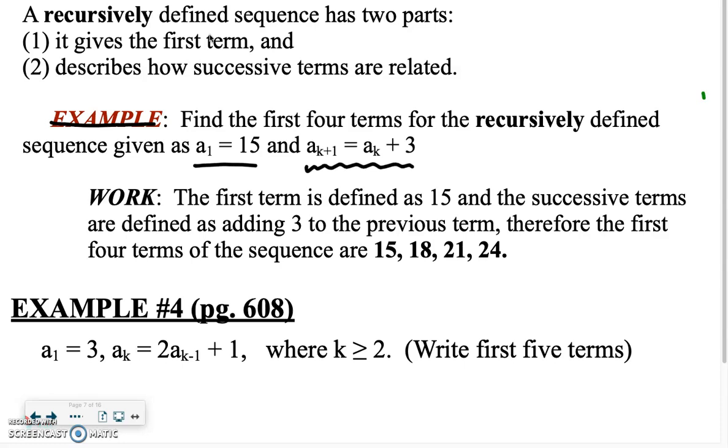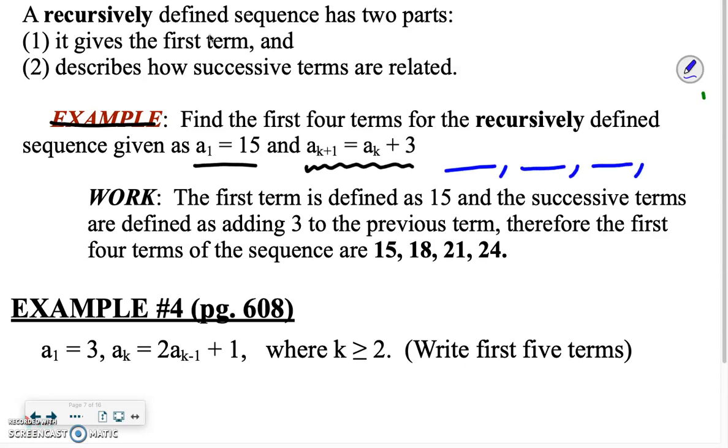All right, so back to our example. We are told that the first term is 15, and we want to find the first 4 terms. So again, the first term is 15. There it goes, sorry, a bit of a delay.